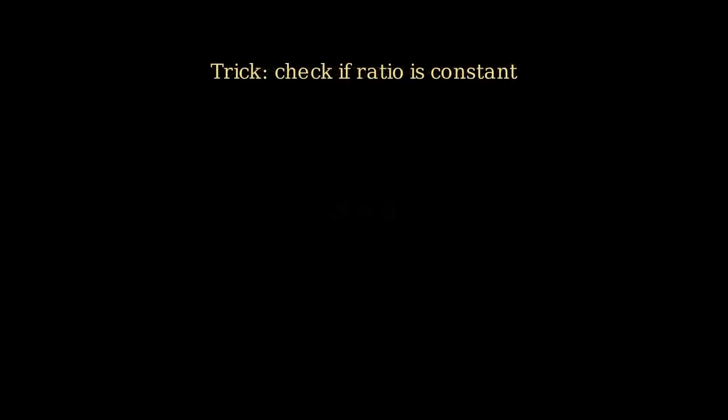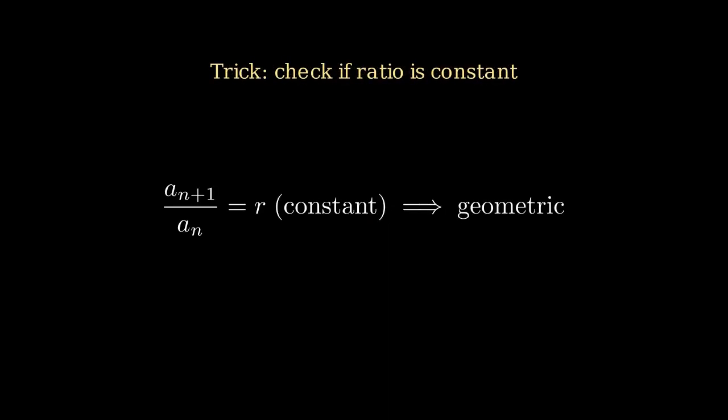Here's a trick for spotting a geometric series quickly. Take the ratio of consecutive terms, that is, term n plus 1 divided by term n. If that ratio simplifies to the same fixed number, no matter which term you pick, the series is geometric with that number as its ratio.